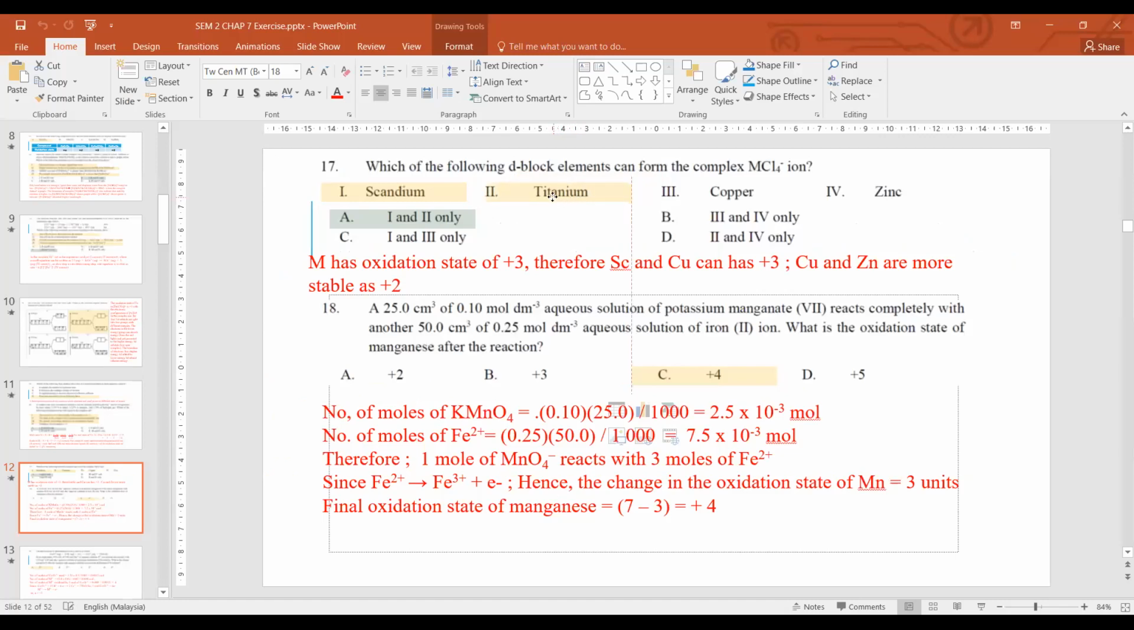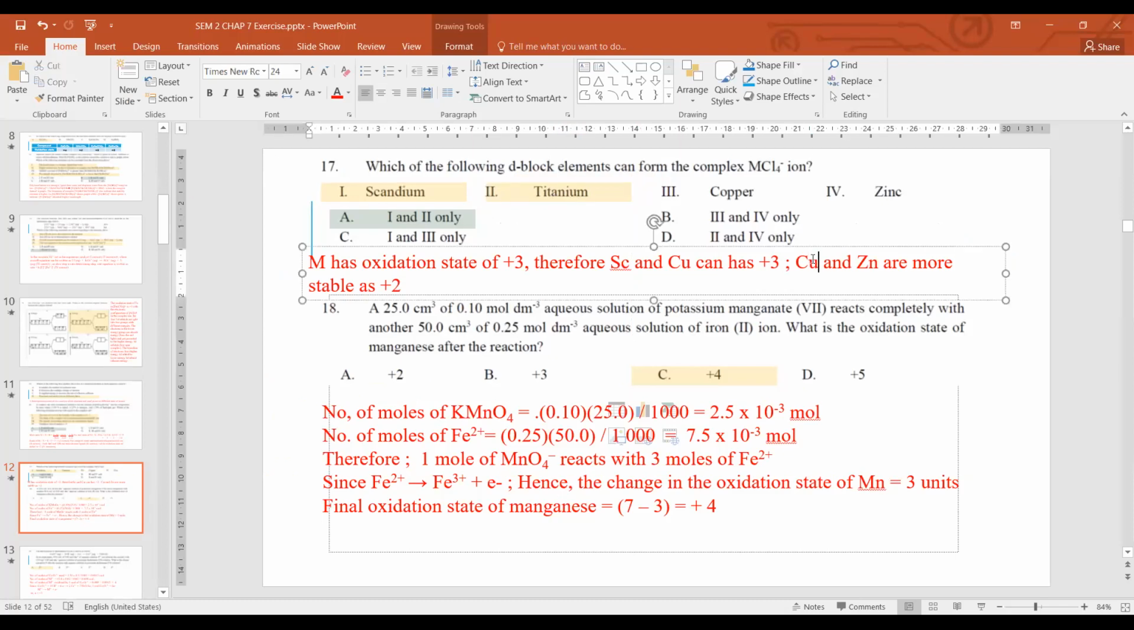Make sure it's Cu or not. Sorry, it's titanium. Titanium, sorry for my mistake. It's scandium and titanium.